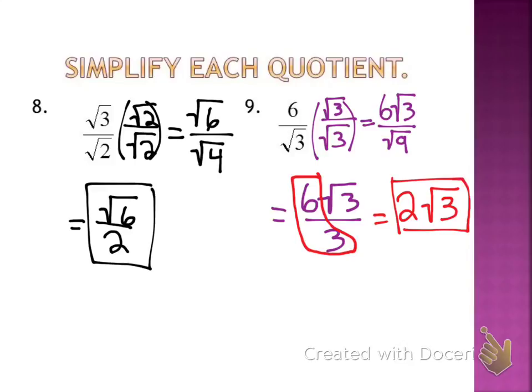Remember, outside stays with outside, inside stays with inside. So this 3 cannot do anything with the 6 and this 3 because these are outside, this one's inside. Okay, but since these are both outside and 3 goes into 6 twice, you can actually do the division here and you end up with 2 square root 3. Other questions?